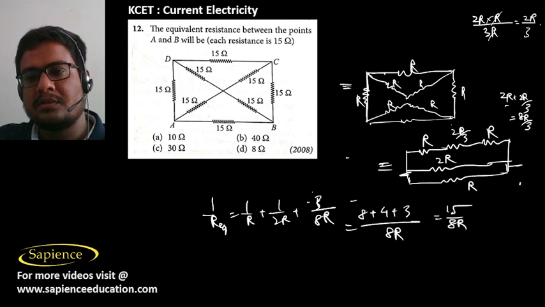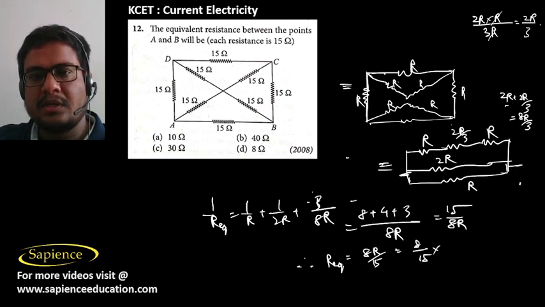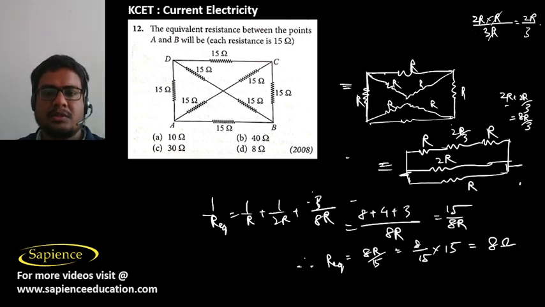Therefore R equivalent is 8R by 15. So that will be 8 by 15 into R, that is 15 ohm. So that is 8 ohm. So option D is the correct answer.